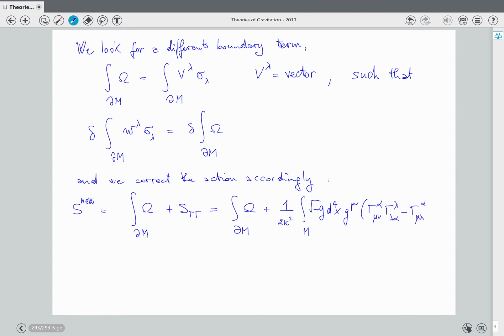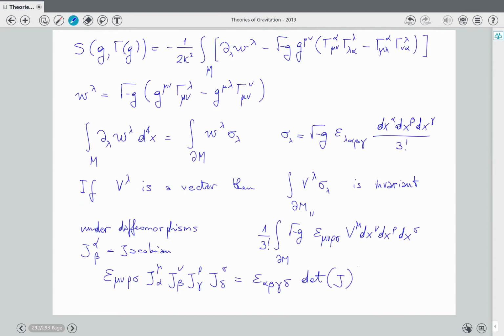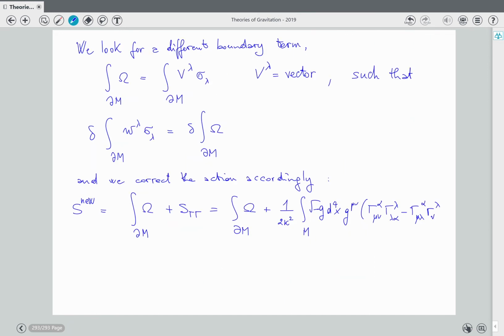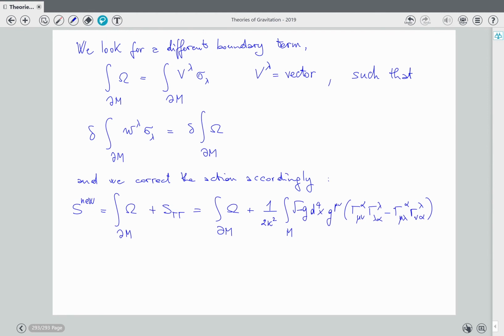Gamma mu lambda alpha, gamma lambda alpha. No, there's too many lambdas. Lambda nu alpha. Okay, so the variations of the two actions will be the same because of this identity. Nothing will change, but this one will be written in a proper way.